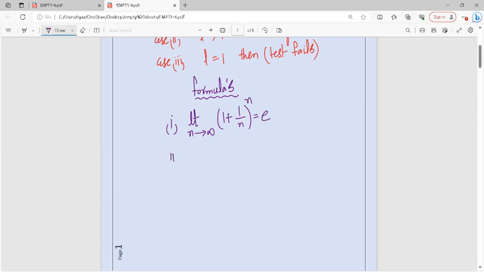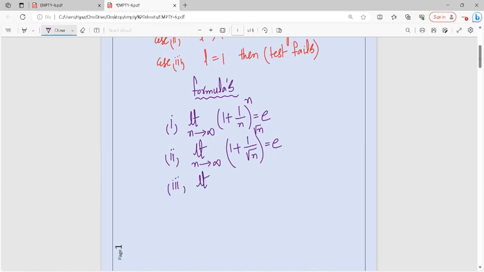Second formula. These formulas are not new. Already we have discussed before. Still I want to write: limit n tends to infinity of 1 plus 1 by, instead of n, suppose you have root n, and the power is also root n. In that case also this value becomes e only. Root n may be possible sometimes, n plus 1 is also there. Then in that case also that value will become e only.